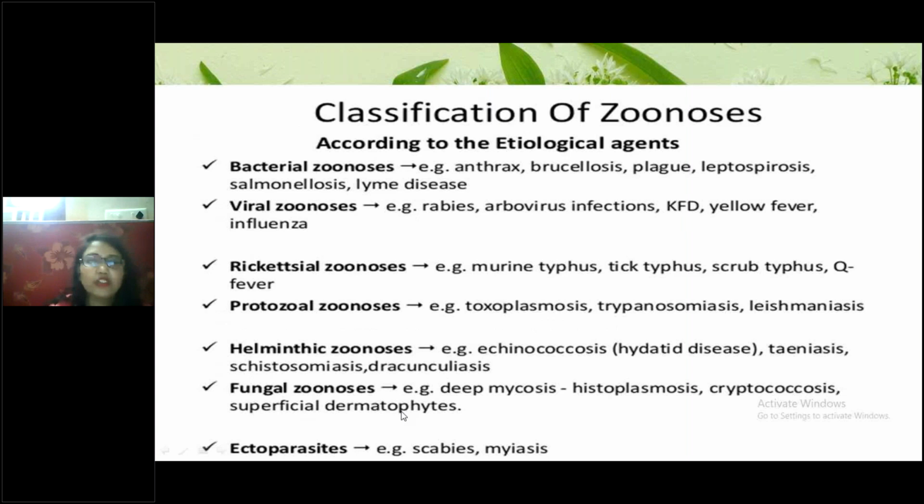So there are different etiological agents. For example, bacterial zoonosis like anthrax, brucellosis, plague, leptospirosis, salmonellosis, Lyme disease; viral zoonosis like rabies, arbovirus infections, Kyasanur Forest disease, yellow fever, influenza; rickettsial zoonosis like murine typhus, tick typhus, scrub typhus, Q fever; protozoal zoonosis like toxoplasmosis, trypanosomiasis, leishmaniasis; helminthic zoonosis like echinococcosis, which you already remember as the disease transmitted from dogs, also taeniasis, schistosomiasis, and dracunculiasis; and fungal zoonosis like deep mycoses such as histoplasmosis, cryptococcosis, and superficial dermatophytes. There can be ectoparasites also, like scabies and myiasis. So how do human beings become infected?